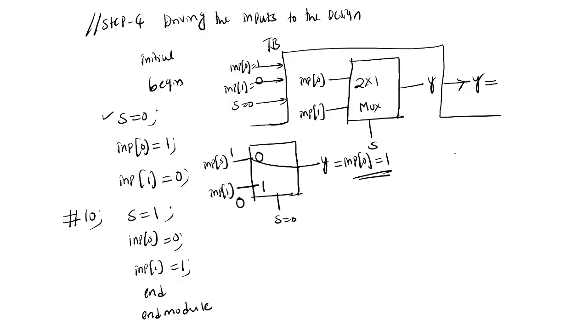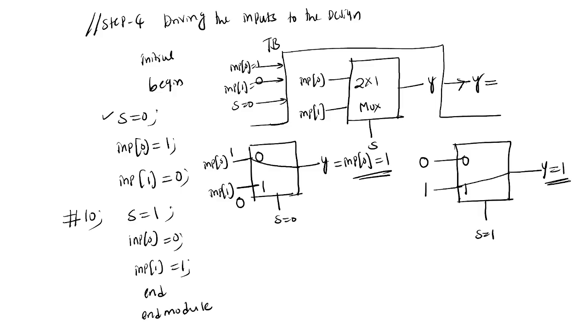Next case, in the 2x1 mux, S equal to 1 you given. So this is 0 and this is 1. INP of 0 equal to 0, and INP of 1 equal to 1 you gave. And here this is y. So when selection line equal to 1, this one is connected. So y equal to 1. Did you understand how I am getting?